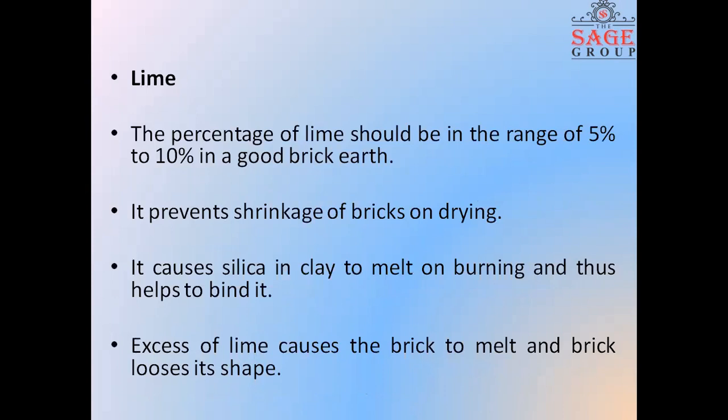Then let's come to the lime. The percentage of lime lies between 5 to 10%. It prevents the shrinkage of the brick on drying. It causes silica in clay to melt on burning and thus helps to bind. That means the binding work is done by the lime in the brick. In ancient times, lime was the only material used to bind materials. So in the brick, lime also works as a binding material. If the lime is in excess, it causes the brick to melt and the brick loses its shape.